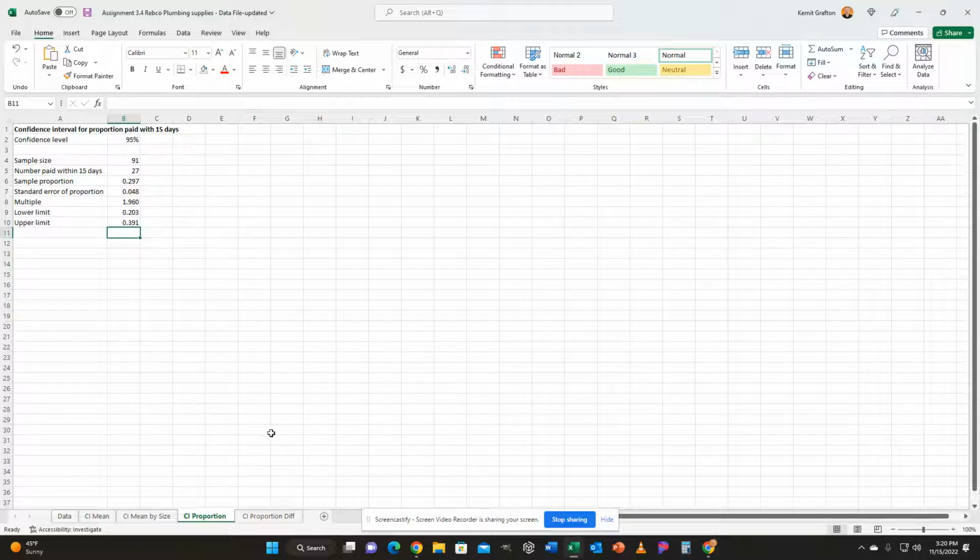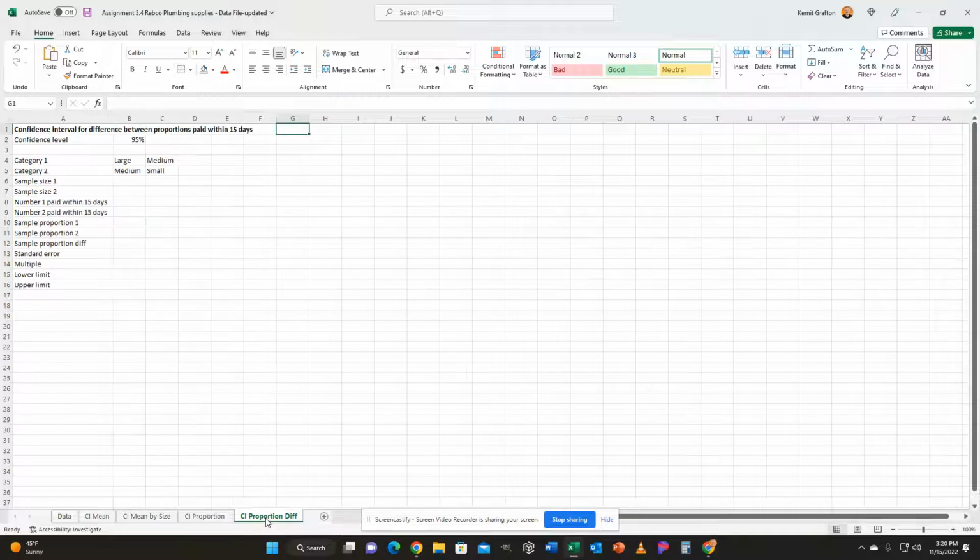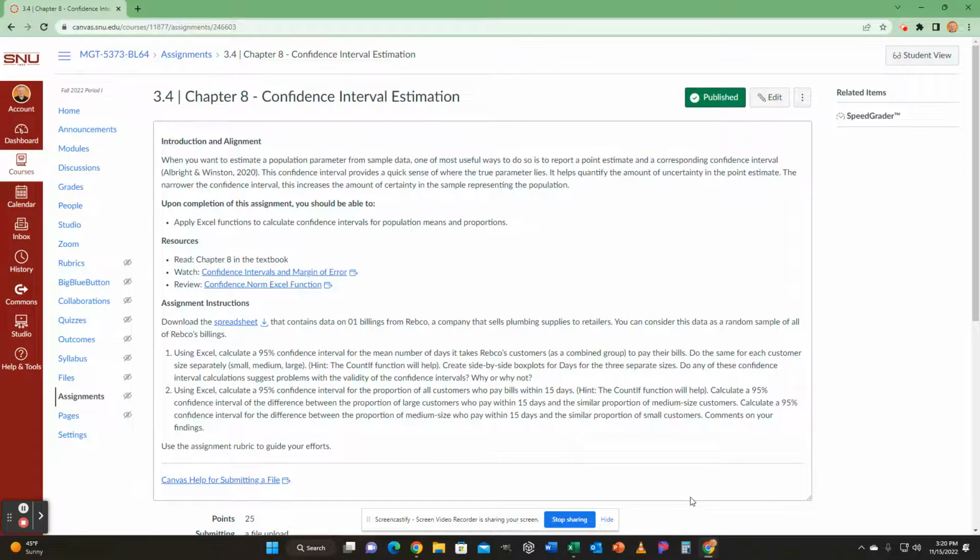On the next screen, we're going to answer the second part of that question. Let's look at the question again. It says calculate a 95% confidence interval of the difference between the proportion of large customers who paid within 15 days and the similar proportion of medium-sized customers. Then the difference between the medium-sized customers who paid and the similar proportion of small customers. Then we can comment on the findings.